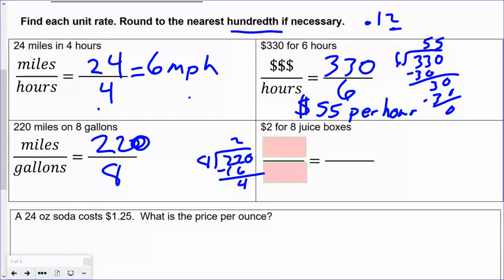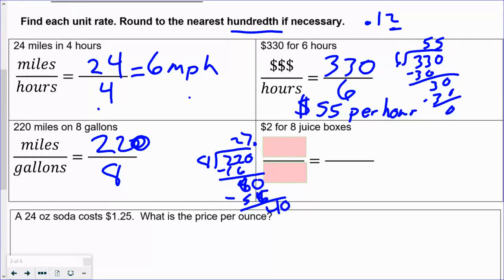Oop, not 4. 6, 4, 6, 60. All right, so now 8 goes into 60 6 times. I think that one. And then put a decimal. That's 54. Okay, right? No, 56. I'm getting my subtractions wrong.